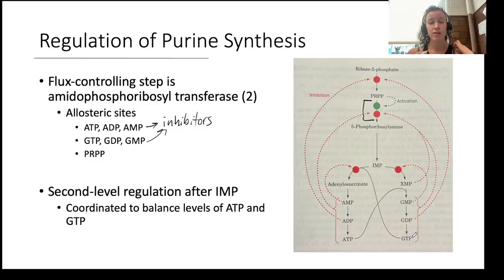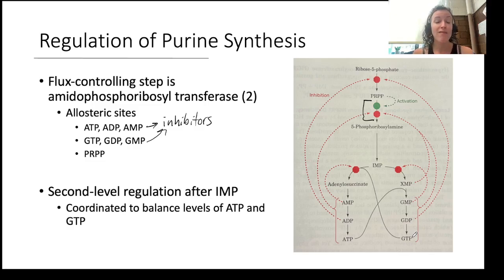And these allosteric sites will bind ATP, ADP, or AMP, so it doesn't matter how many phosphates there are for AMP. Similarly, for the guanine, it can either be GTP, GDP, or GMP. If we have enough of that nucleotide, no matter how many phosphates there are, we don't need to make more.